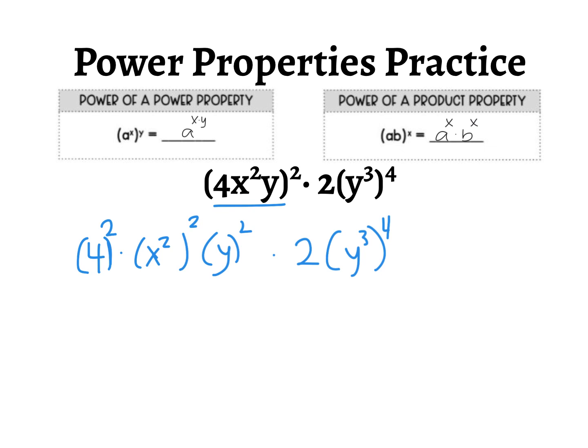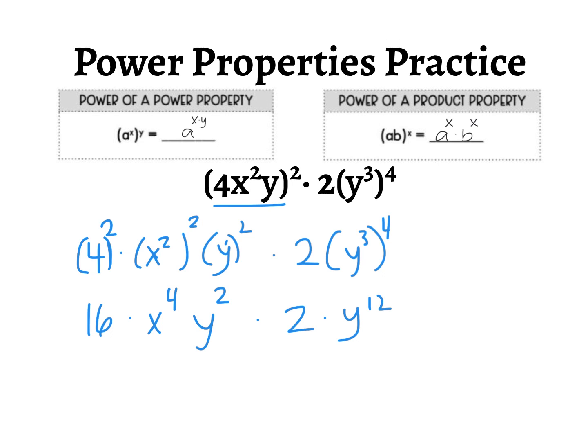Now we come into the property of the power to a power exponent. An exponent raised to another exponent means we multiply the exponents. So here we just have 4 squared, which gives us 16. Here we have x squared squared, so 2 times 2 is 4. So times x to the 4th power. Y squared is just y squared, right? Because technically we have y to the 1 power here. 1 times 2 is still 2. On the right, we have 2 times y cubed to the 4th power. 3 times 4 is 12.